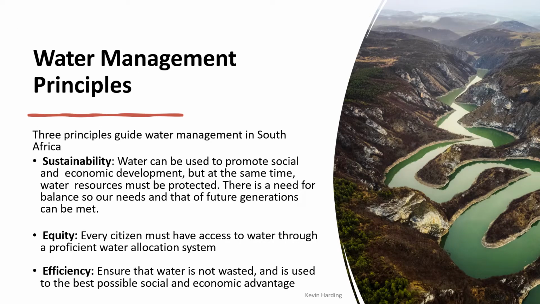In terms of the South African water management principles, it's generally designed around 3 pillars: sustainability, equity, and efficiency. Obviously, sustainability is a term that we've come across a couple of times here, and it is again to promote social and economic development. So it's that sustainability triple pillar again, but at the same time they must also be protected. Sustainability means that whatever we have today, we need to also have for future generations.